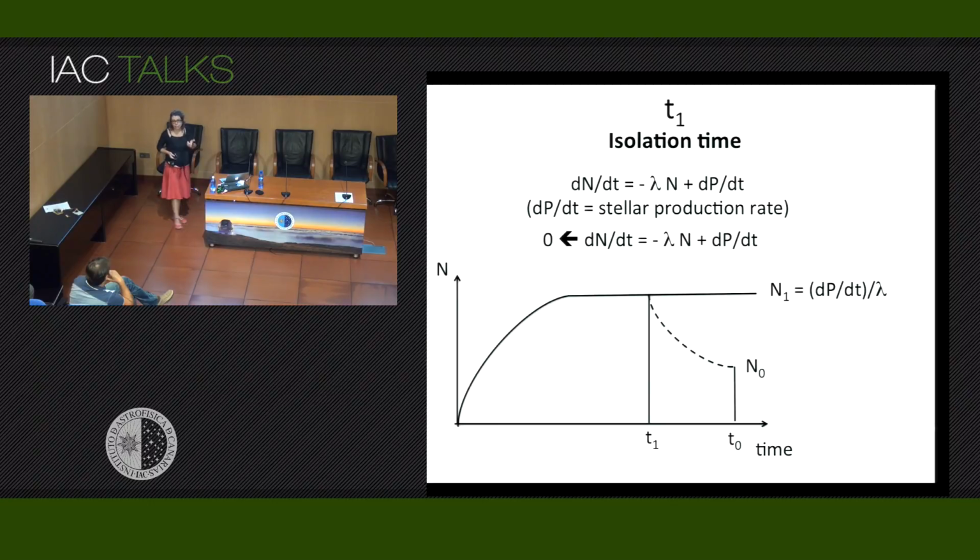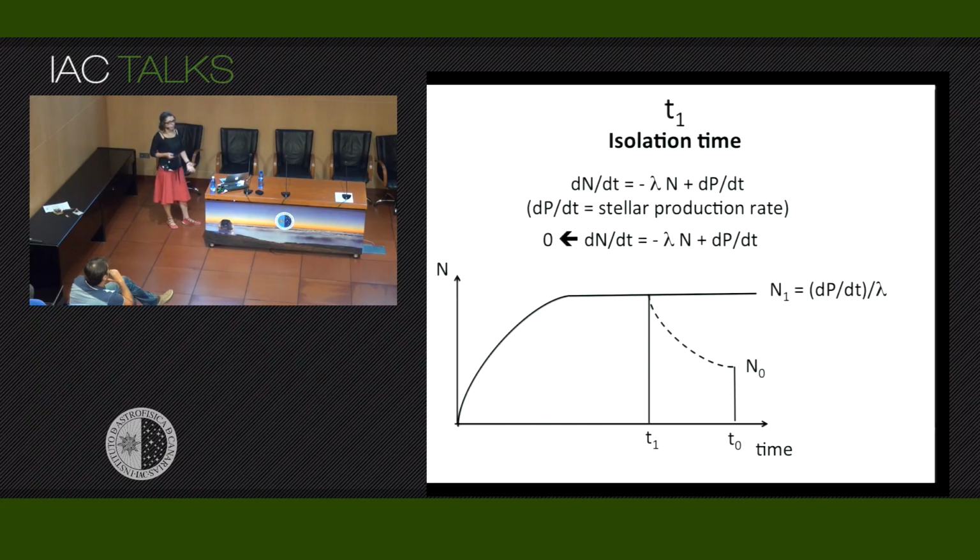N0, I show you we have because people can measure it in meteorites. Then we have T1, which I define as this isolation time. We need N1, because then by comparing N1 to N0, we can derive T1 minus T0. So what is this N1?